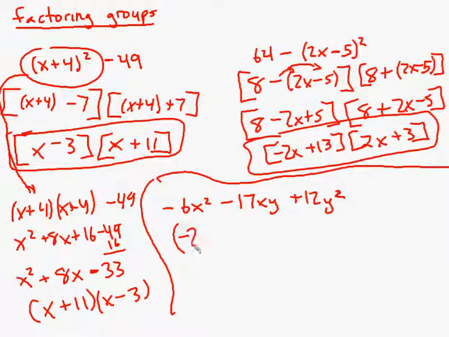Now I do have a negative here. So actually what I'm going to do is factor out a negative right away. I don't want my lead term to be negative. So I'm going to switch all these signs to positives. Oh, that should be a 17. Okay, that's going to be a lot better.